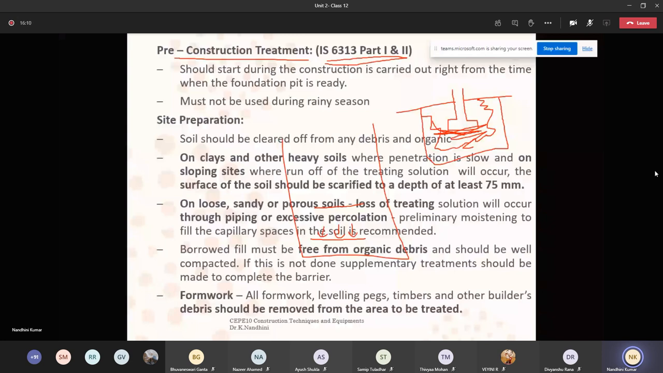Again, you have to treat it with the insecticides. Again, you'll be backfilling the third layer here. Over that, you have to give the treatment of this insecticide. And again, you'll be laying the foundation. Once the foundation is done, you'll have soil here to backfill. Here you are going to fill it along the sides of the foundation. There also you are going to treat it.